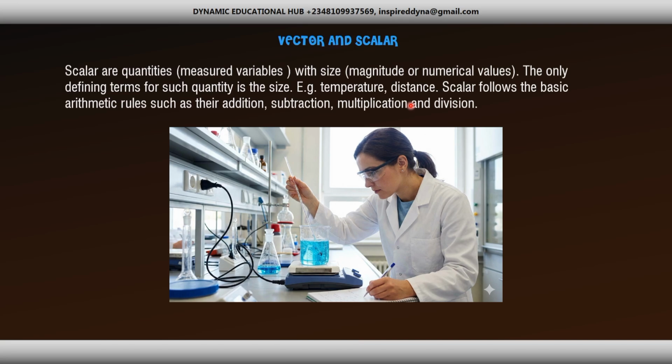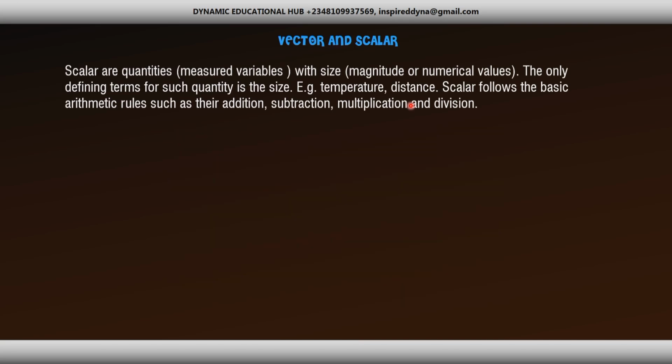Scalars follow the basic arithmetic rules such as addition, subtraction, multiplication, and division. When you want to add scalar quantities together, you just add them together, like 2 plus 2 is equal to 4, 3 plus 3 is equal to 6, 10 plus 20 is equal to 30. The same way we add in arithmetic is the same way we add scalar quantities. For instance, 10 degrees Celsius plus another 10 degrees Celsius gives you 20 degrees Celsius. So scalars follow basic arithmetic rules.